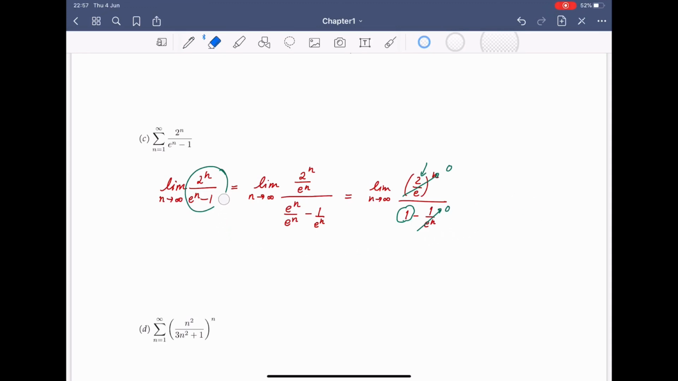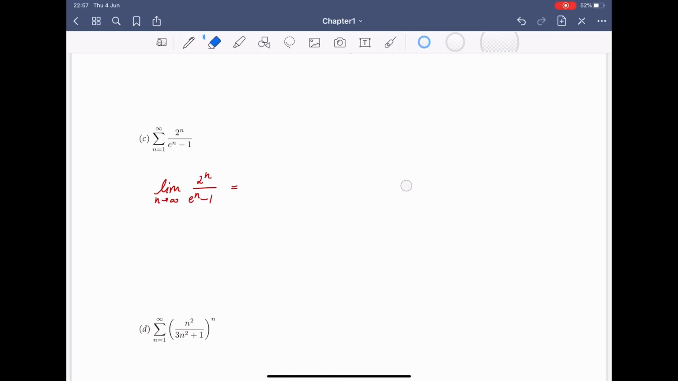You see the point? Once you see that the divergent test does not work, luckily you can fix this a little bit by using the limit comparison test. So if you have your a_n to be 2 to the n over e to the n minus 1, we need the limit of a_n over b_n.